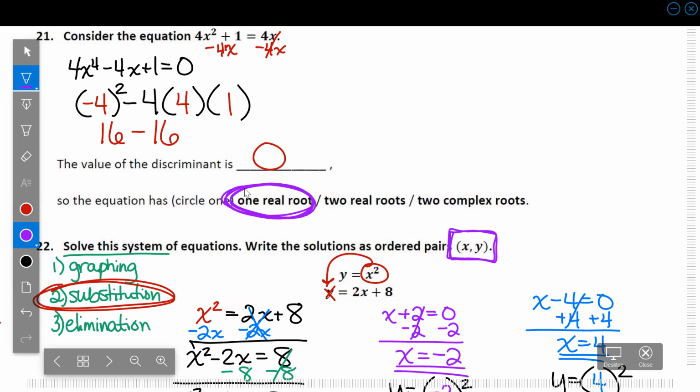What else would you guys like to look at? Which one? Number 6? Absolutely.